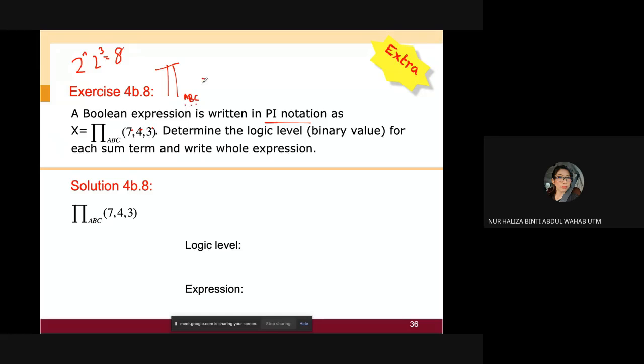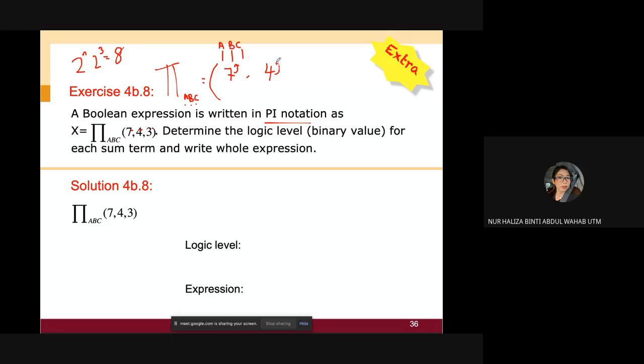So over here, the meaning of 7 is, this one is decimal, your input will be 1, 1, 1. How you get this 1, 1, 1 is converted into binary, from decimal to binary. 1, 1, 1 means input A will be 1, input B will be 1, and input C will be 1.